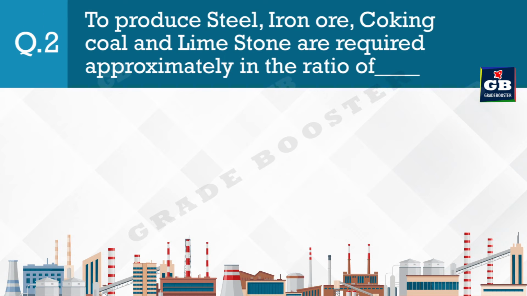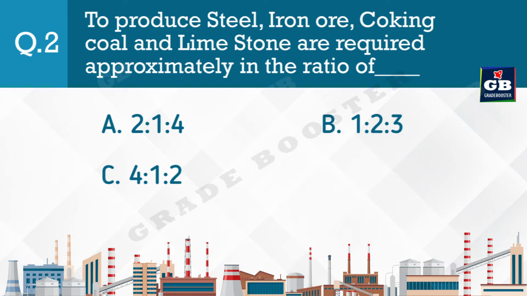To produce steel, iron ore, coking coal and limestone are required approximately in the ratio of: A. 2:1:4, B. 1:2:3, C. 4:1:2, D. 4:2:1.